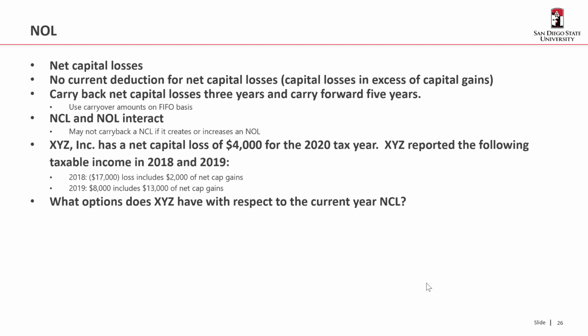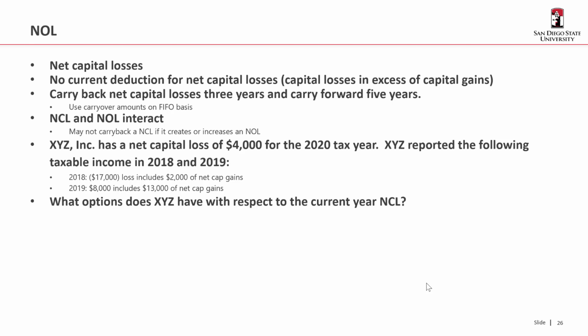XYZ Inc. has a net capital loss of $4,000 for the 2020 tax year. XYZ reported the following taxable income in 2018 and 2019. In 2018, it had an NOL of $17,000, but inside that NOL was $2,000 of net capital gains. In 2019, it had $8,000 of income, and that included $13,000 of net capital gains. And so what options does XYZ have with respect to that current year net capital loss? Of course, it would need to carry it back first 3 years and then forward 5.